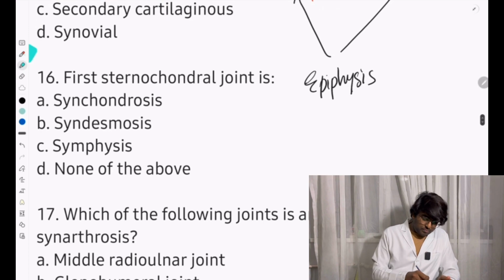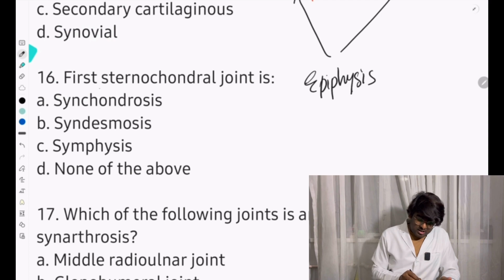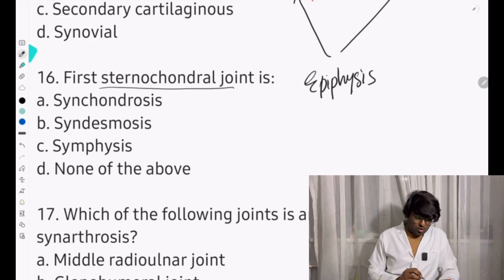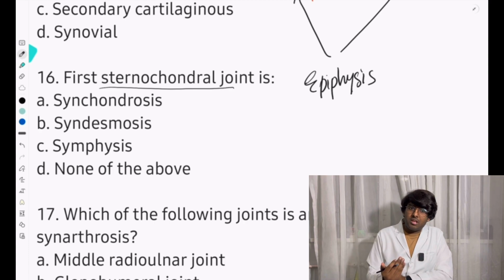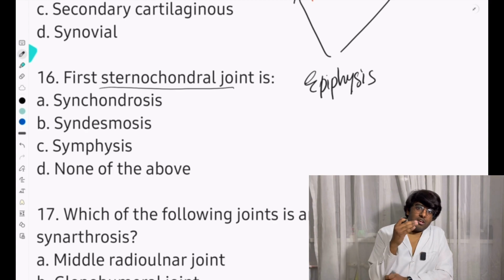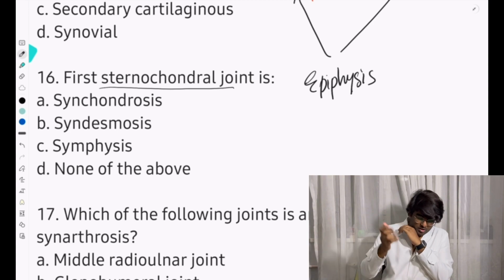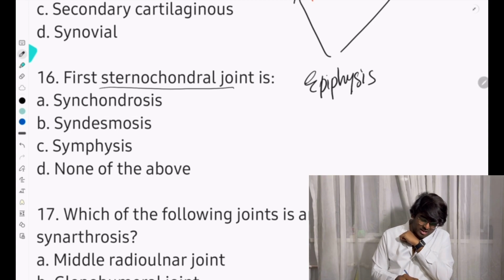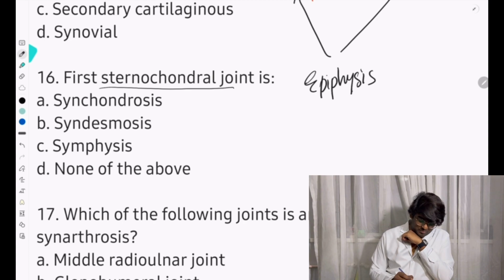Then the 16th one, sternochondral joint. What do you mean by sternochondral joint? Chondral means cartilage. Sternum means sternum, right? So, which is the joint that forms between the cartilage and the sternum? First one is synchondrosis, second one is syndesmosis, third one is symphysis. Option D, none of the above.